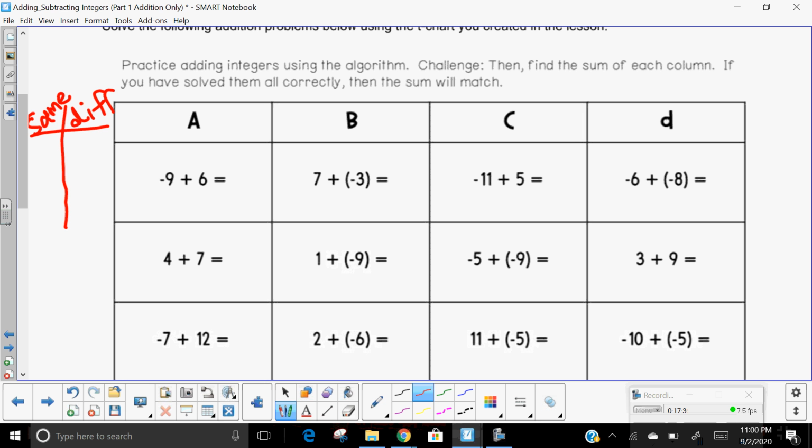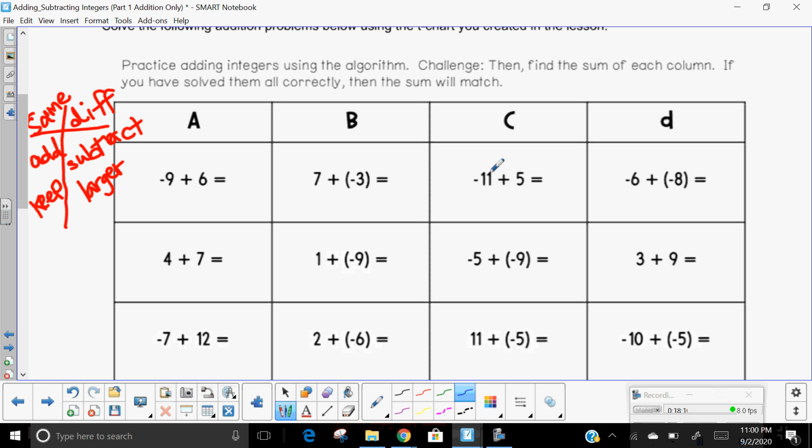And if we sing the song, same sign, we want to add, different, we want to subtract. Same sign, we're going to what? Keep the sign. Different, we're going to keep the larger. All right, so let's look at this problem right here.